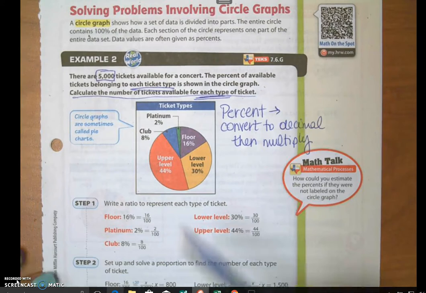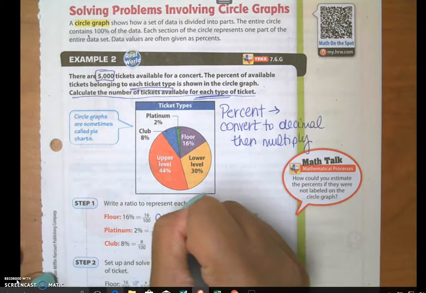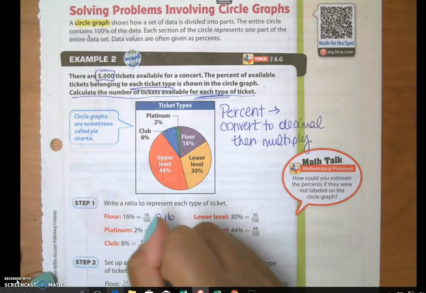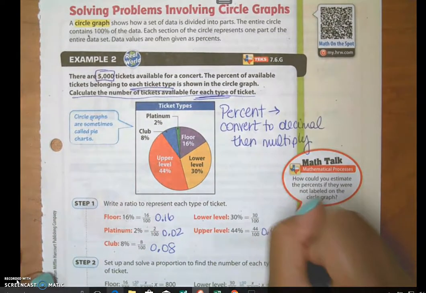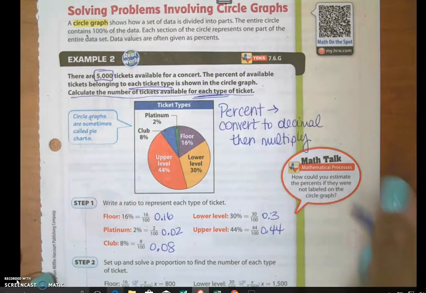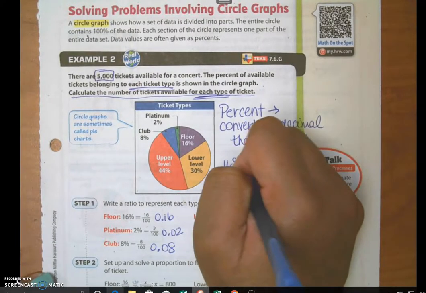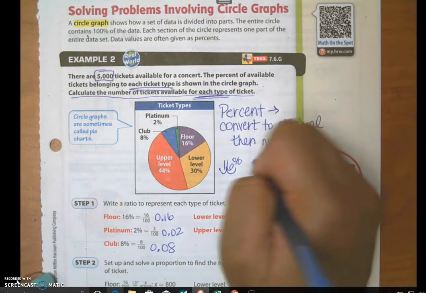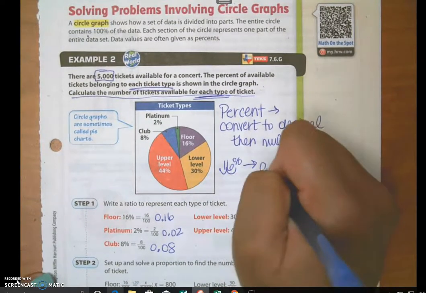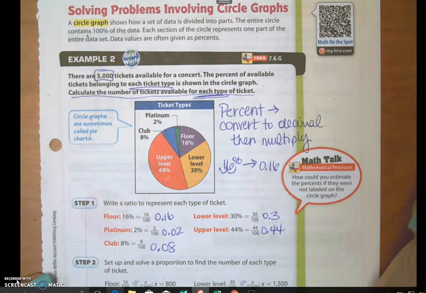These are also decimals. This is 0.16. This is 0.02. This is 0.08, 0.44, and 0.3. Move the decimal 2 times to the left. So 16%. Move your decimal 2 times to the left. 1, 2. Gives you 0.16. That's the conversion. And we take that and we multiply it by 5,000.